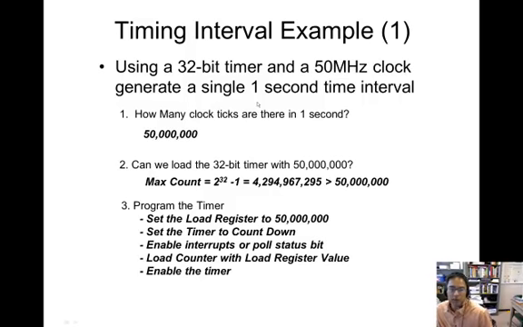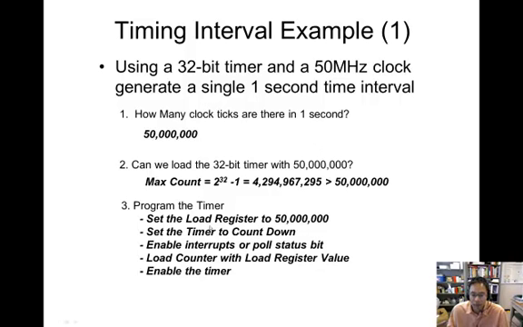Okay, so now let's look at a few sources of error even within timers. Let's pretend we had a 32-bit timer, so it could count up to 2 to the 32 minus 1. And we have a 50 megahertz clock going into this timer. That means we have 50 million clock ticks per second. And the question is, can we count an interval for 1 second using a 32-bit timer on a 50 megahertz clock? If we do the math here, the max count in 32 bits is 2 to the 32, or 4 billion, which is greater than 50 million. So therefore, yes, we can count 1 second intervals.